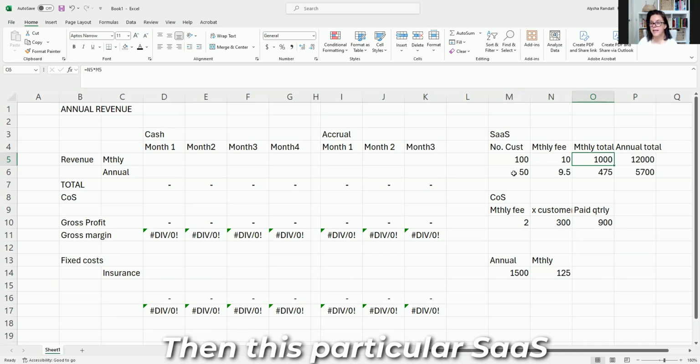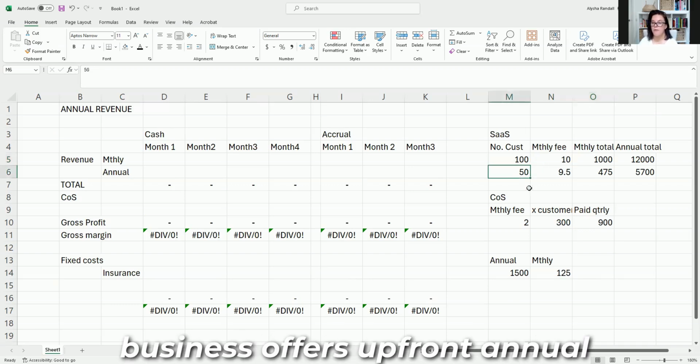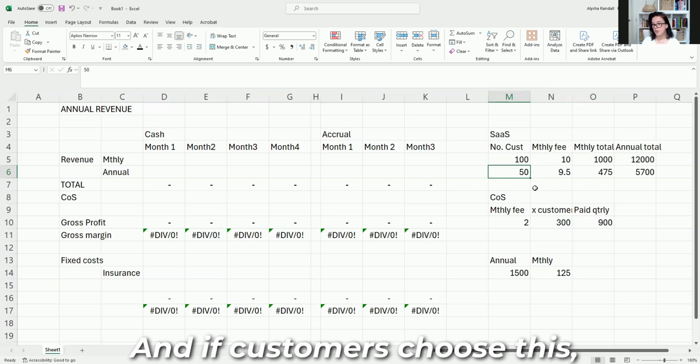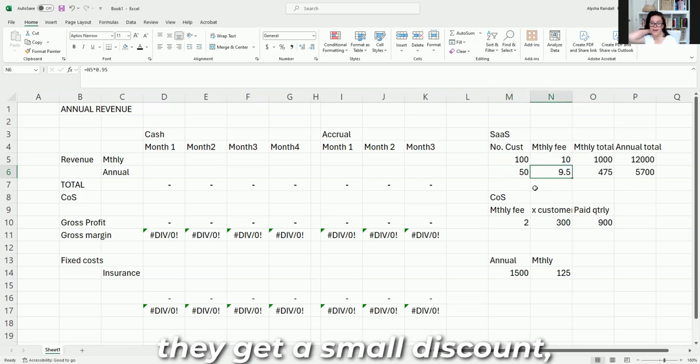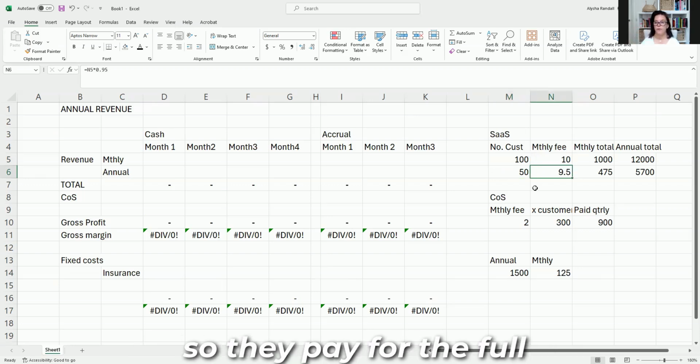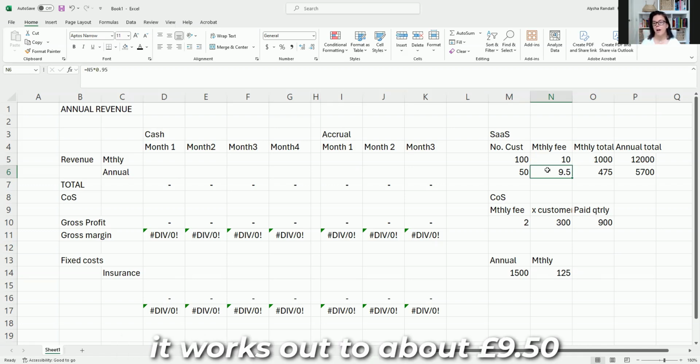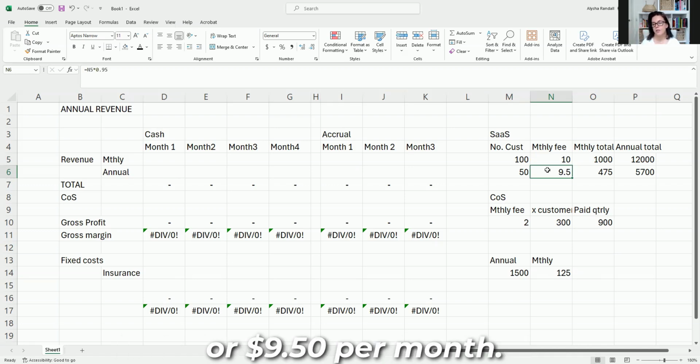Then this particular SaaS business offers upfront annual payments in month one. And if customers choose this, they get a small discount. So they pay for the full amount upfront, but they get a discount so that it works out to about £9.50 or $9.50 per month.